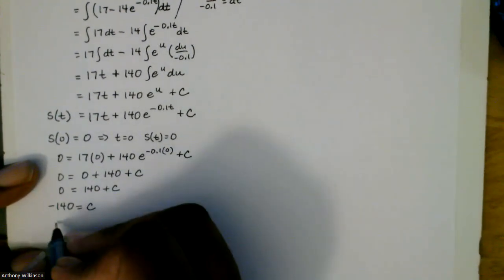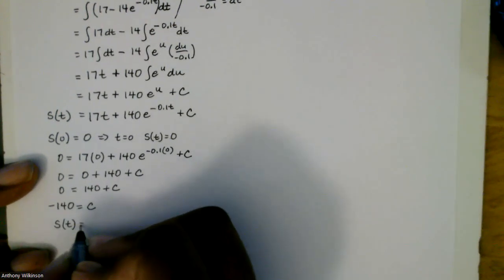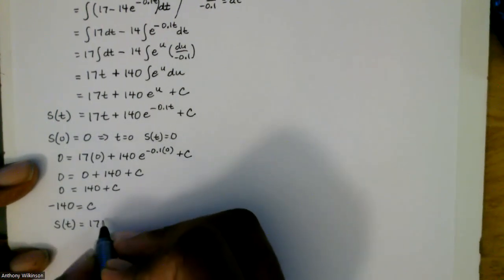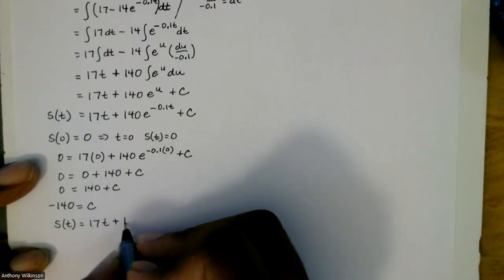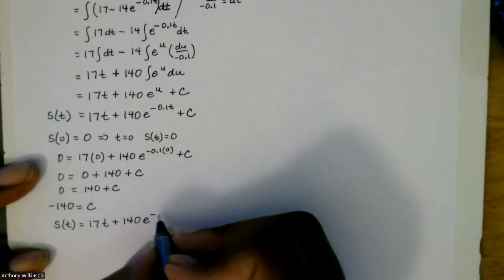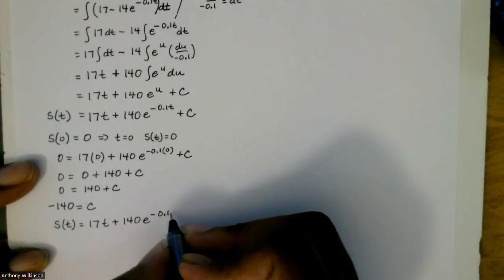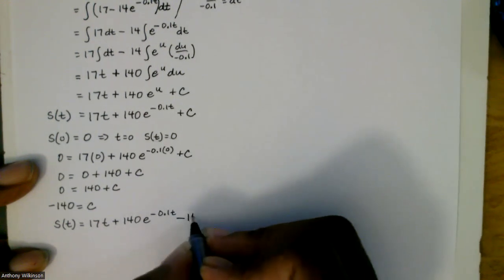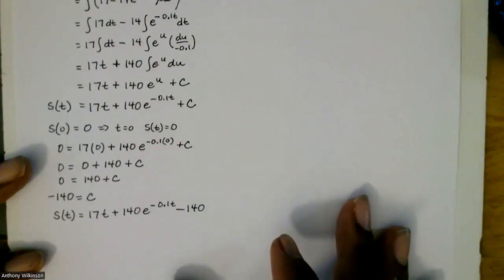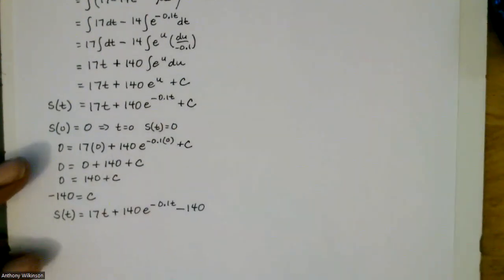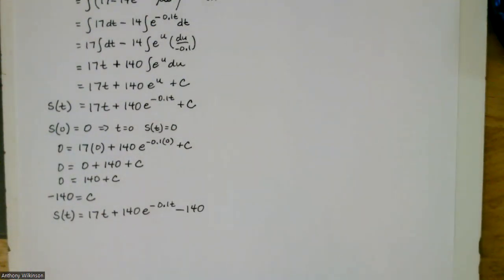So that means S of t would be 17t plus 140 e to the negative 0.1t minus 140, because I'm replacing the c up here with that minus 140. So this represents the total sales t months after the beginning of the national sales campaign if we assume no sales at the beginning of the campaign. That's part A.